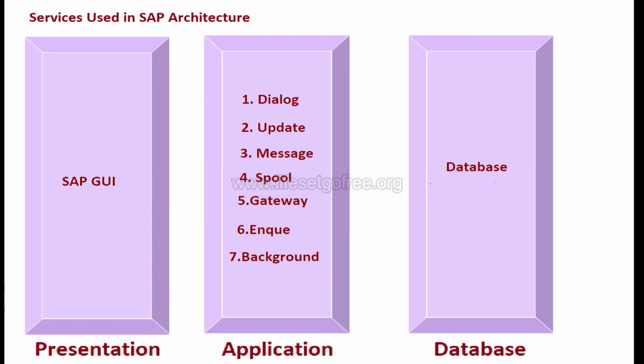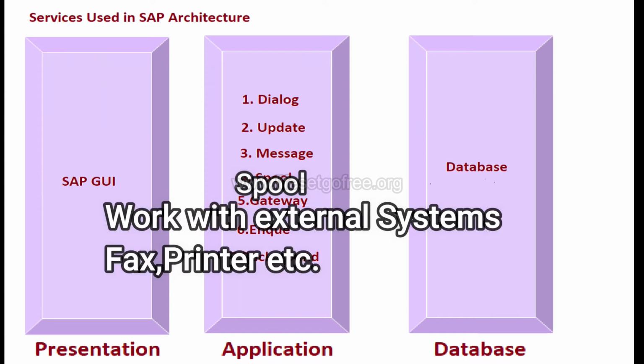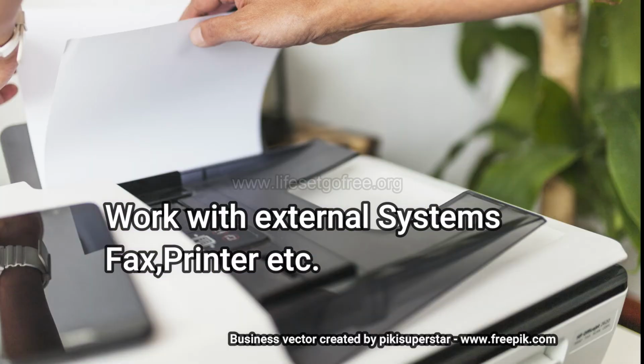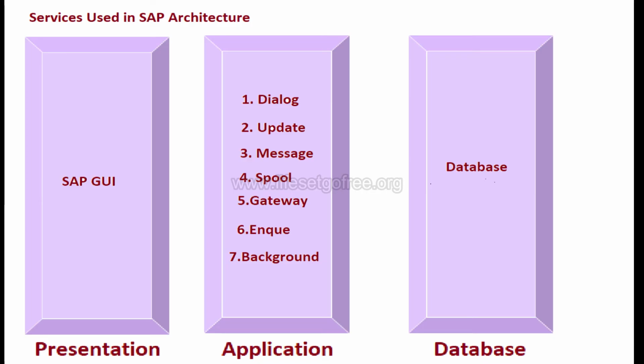Okay, then spool service. What is this? The fourth service is the spool service. What it will do is work with external systems like spool. Spool means you just need to remember it is something about fax and printers. Sometimes you might need to print out some invoice or things like that. So spool service means something with the external systems like fax and printers.